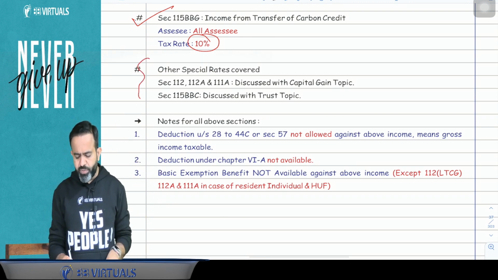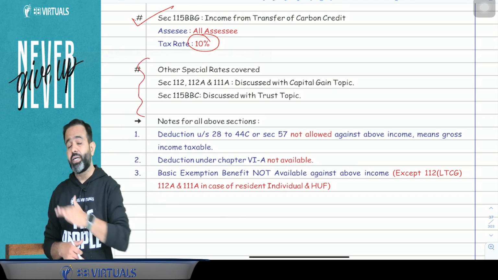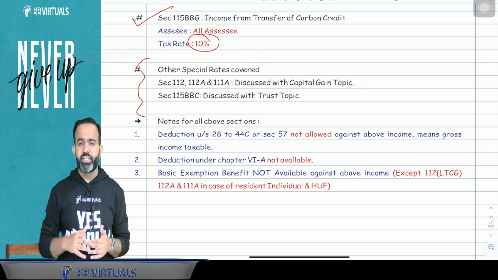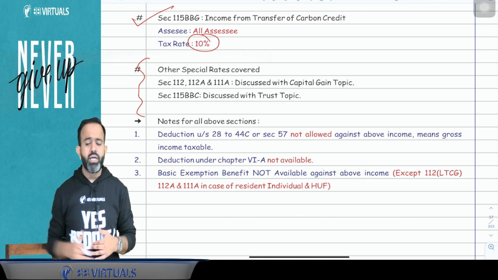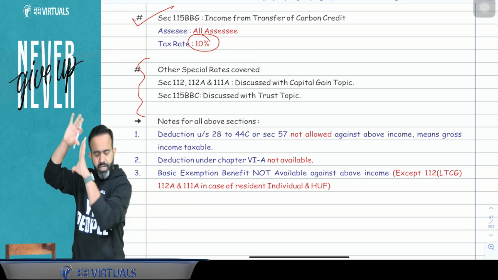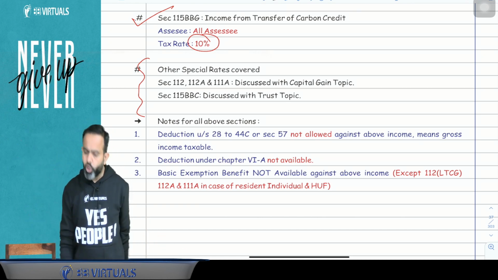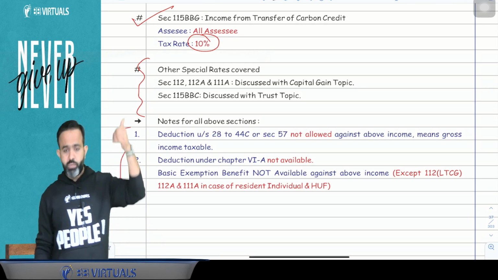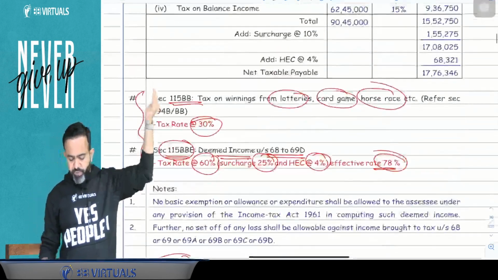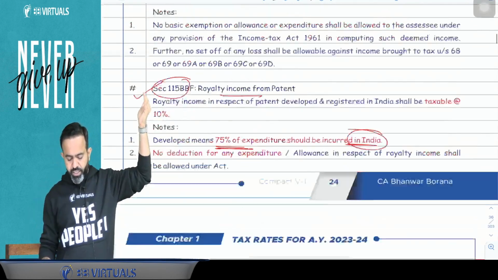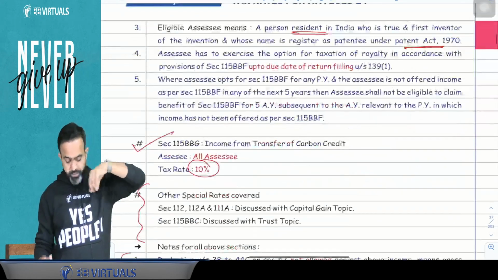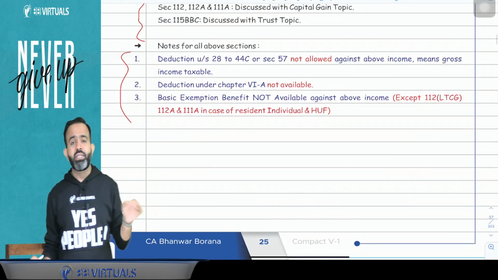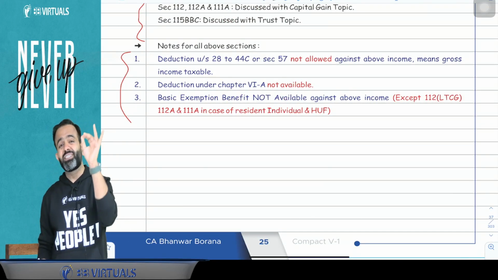Guys, all other special rates of income we already covered in the respective topics, like capital gain income, which we have covered in the capital gain topic. In the trust topic we also discussed some trust related concepts, and all that we already covered in a separate topic. Now there are some notes applicable for the above sections, meaning 115BB, 115BBE, 115BBF and 115BBG for special rates. Guys, for special rates, always remember that special rate incomes are taxable on a gross basis.